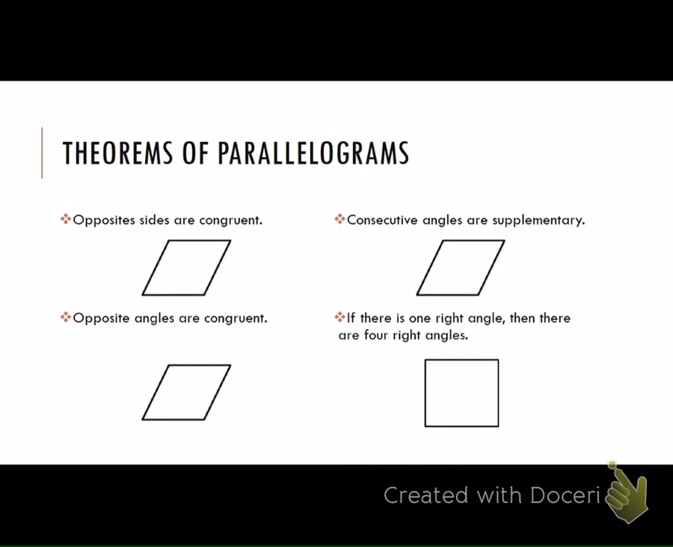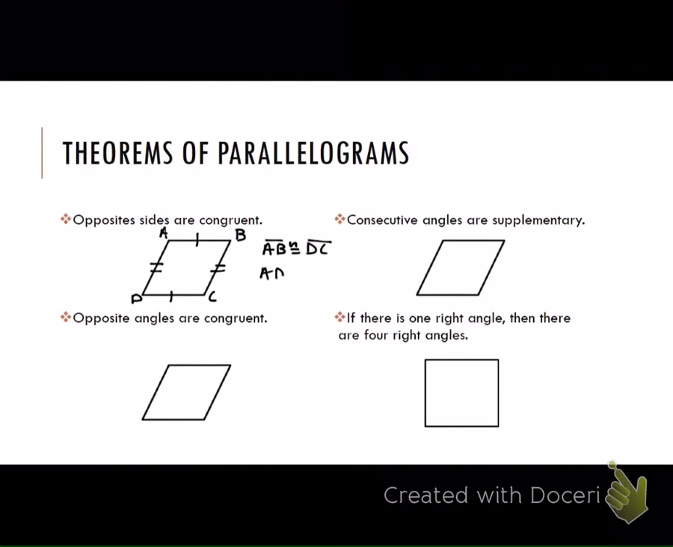So, opposite sides of a parallelogram are congruent. So, if I label this A, B, C, D, opposite sides are congruent. So, AB is congruent to DC, and AD is congruent to BC.